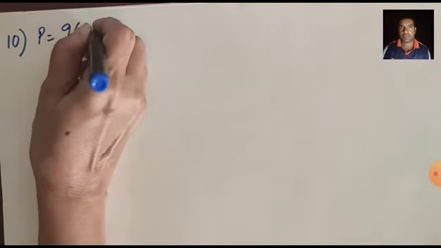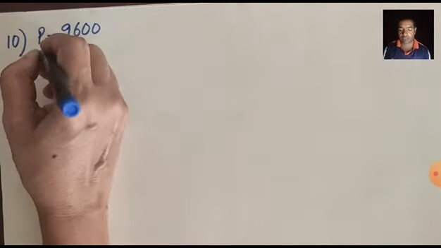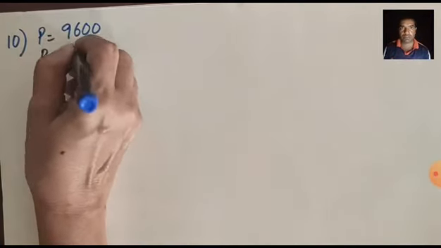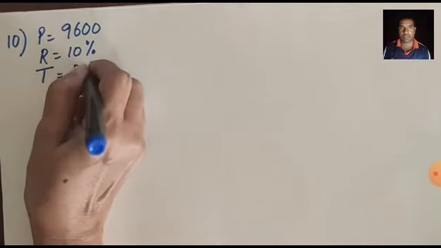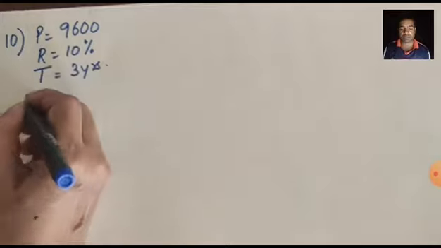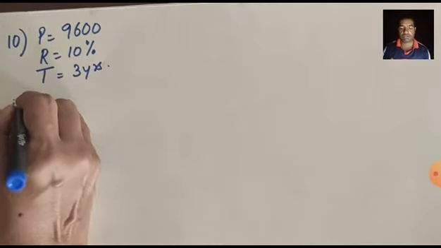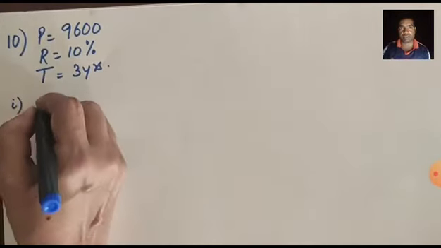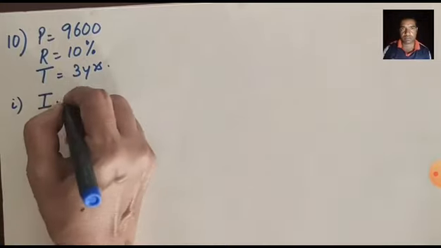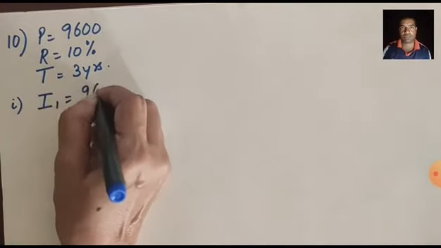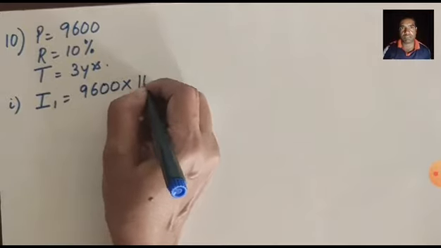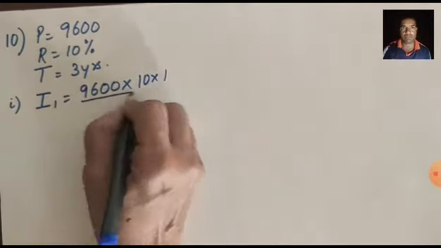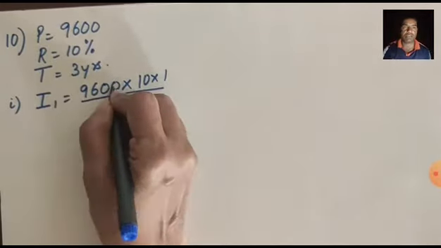Now here P is given 9,600, the rate of interest is 10%, and T is 3 years. We have to find the interest for the first year, that means I1. I1 means interest for the first year. PRT upon 100: 9,600, R is 10%, and T is 1 upon 100. So here two zeros get cancelled.